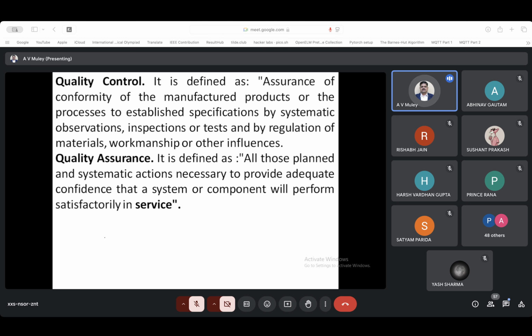Whatever product is produced, that is as per the specification. So assurance of conformity of the manufactured product or the processes to establish the specification by systematic observation, inspection or test, and by evaluation of material, workmanship and other influences. Quality assurance is defined as all those planned and systematic actions necessary to provide adequate confidence that a system or the component will perform satisfactorily in service. ये हो गया आपका quality assurance, एक हो गया control.